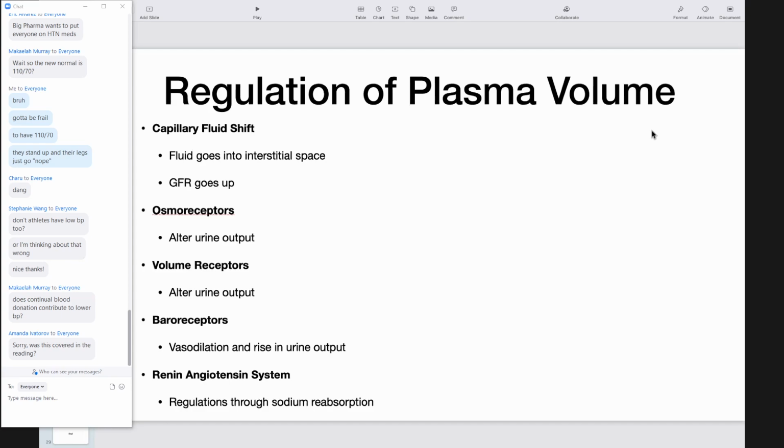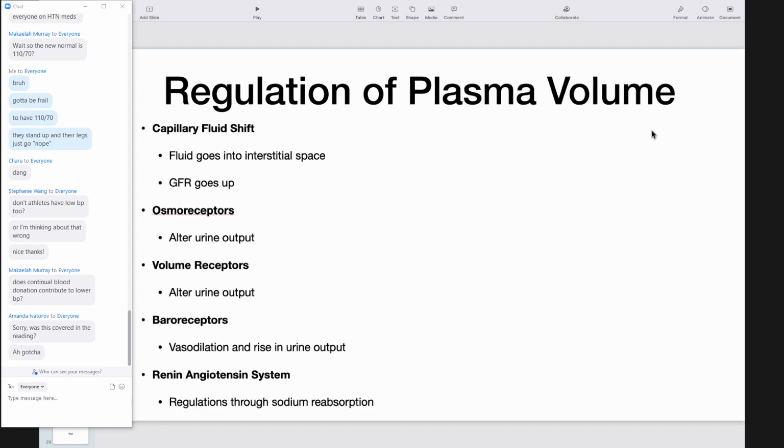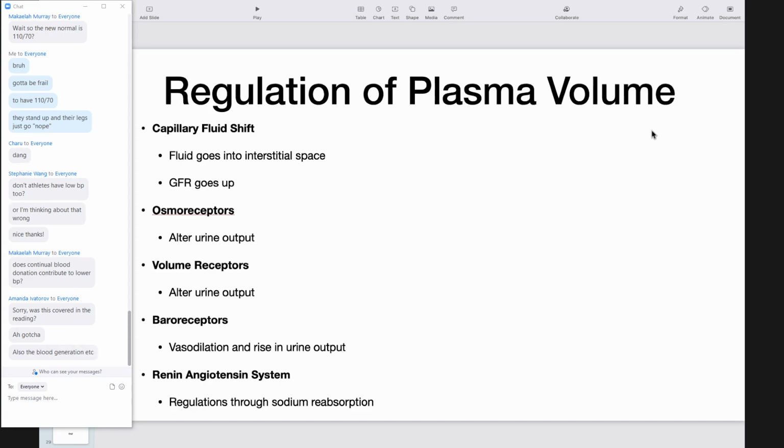I don't think that was covered in the reading, but I believe it will be covered in the kidney reading itself. Once you look at the kidney lecture, you can come back and think, how does that change plasma volume? So it's a little hook that you can bring it back into.